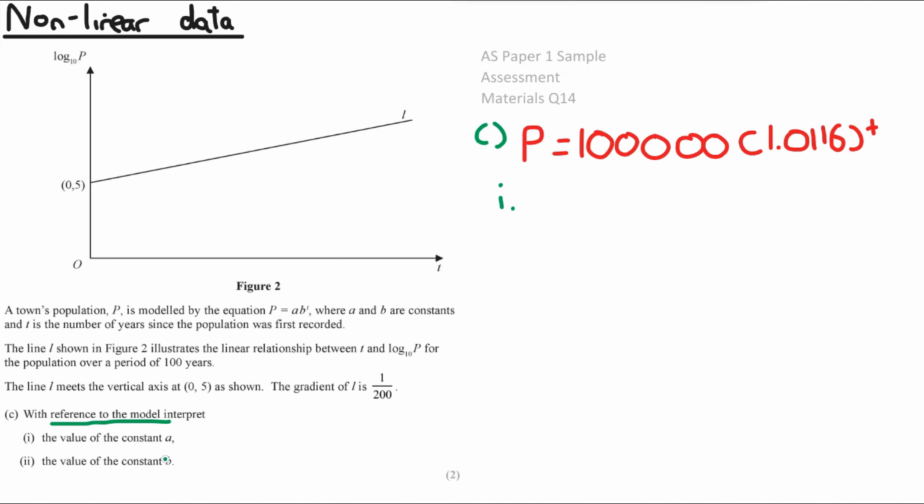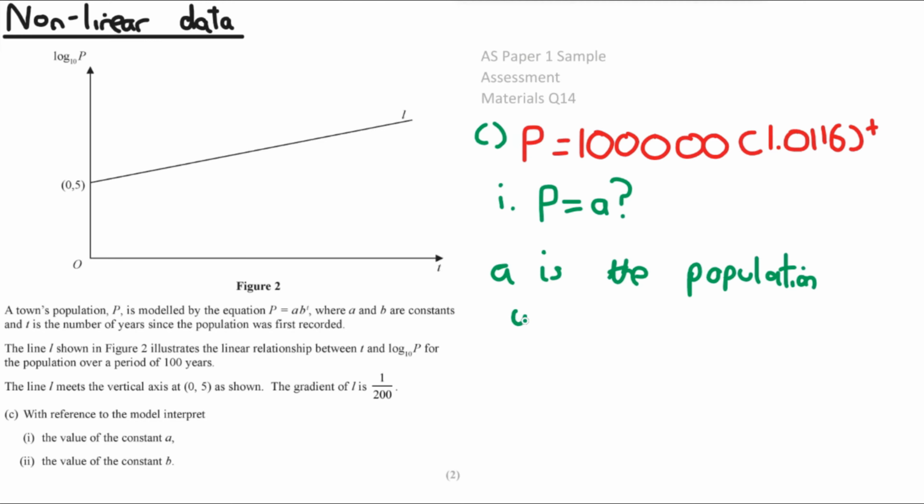So for part C, this is another one of these questions we talked about before. We need to reference to the models what the constants A and B mean. So let's start with A. So remember A is the 100,000 here, and we need to interpret what this means. And again, what we say is, when does P equal A? And this will equal A when t is equal to 0, because then this whole thing will equal 1, it will cancel out. So when t is equal to 0, and remember that t is the number of years since the population was first recorded, therefore A is the population when first recorded.